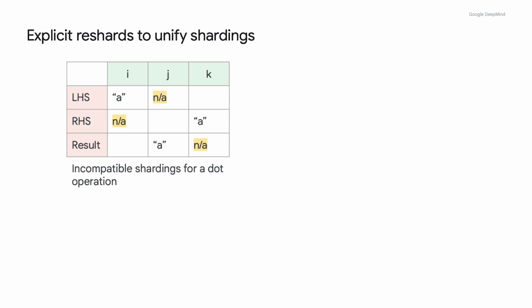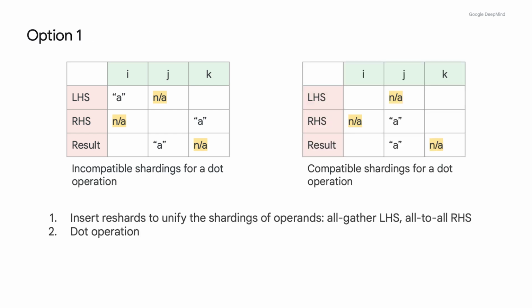LHS is partitioned along factor I, RHS is partitioned along factor K, and the result is partitioned along factor J. This one is just a standard dot operation. The input has incompatible shardings, and we have 3 options. The first one is that we align them along factor J. Finally, we call it compatible shardings, since in this table, along each column, we have the same sharding axis.